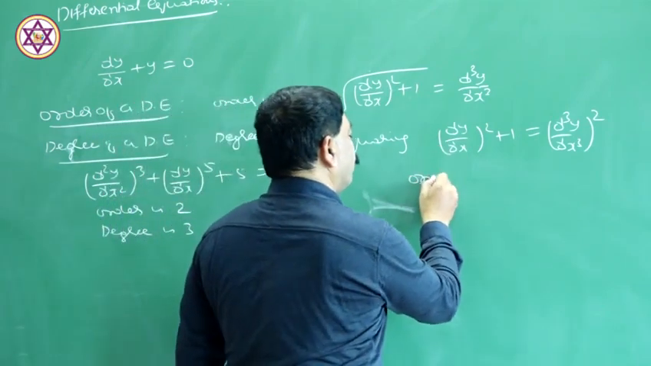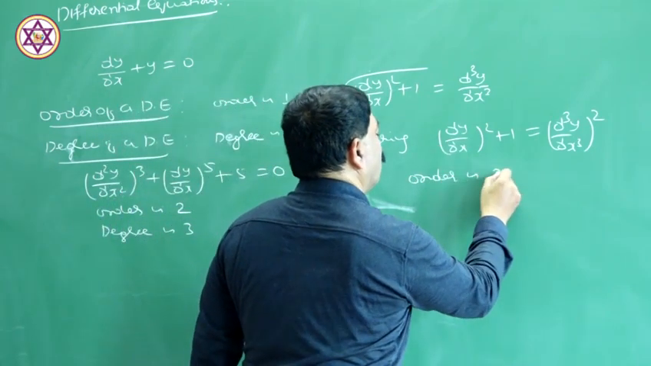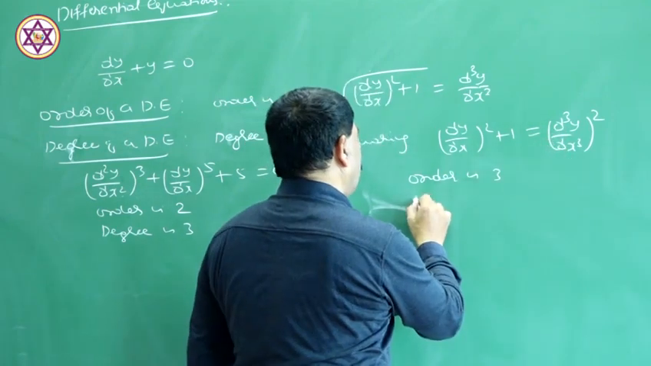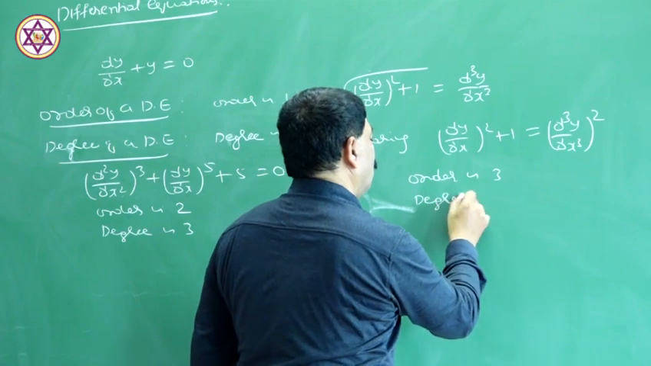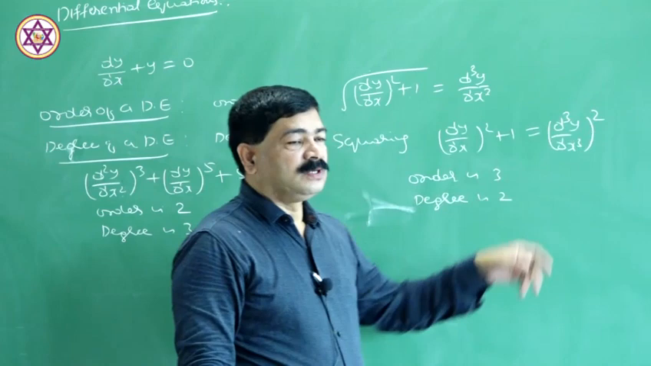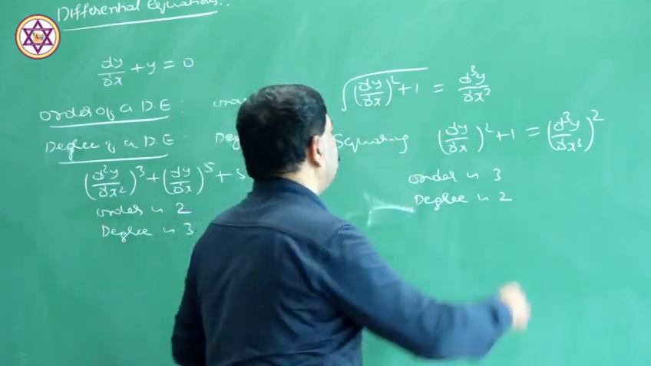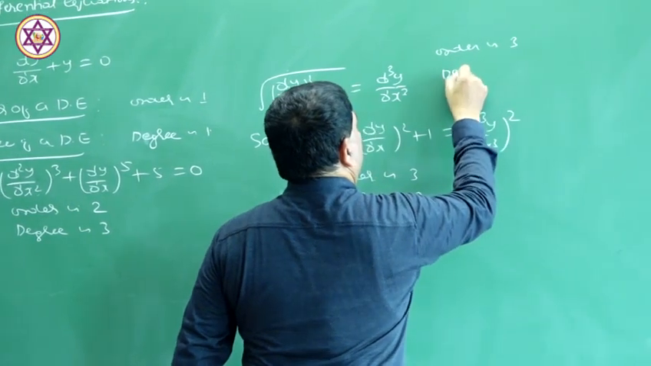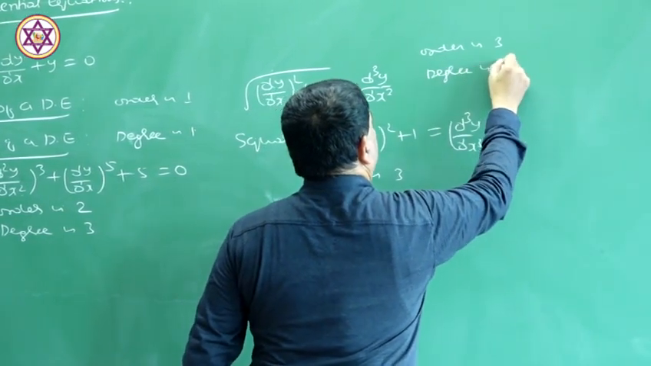Therefore, order is 3 because it is the third derivative. Degree is 2. The power of the highest derivative is 2. Here if you take it like this, order is 3 but degree is 1.